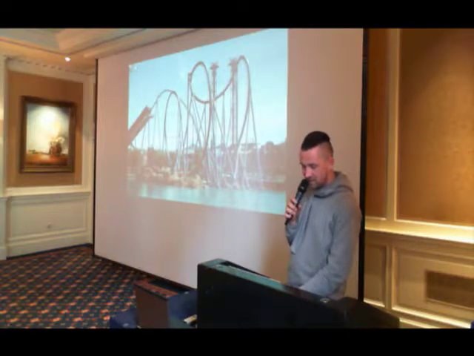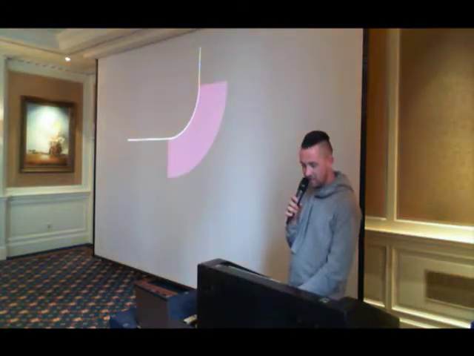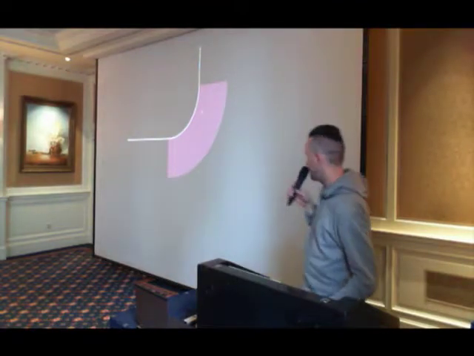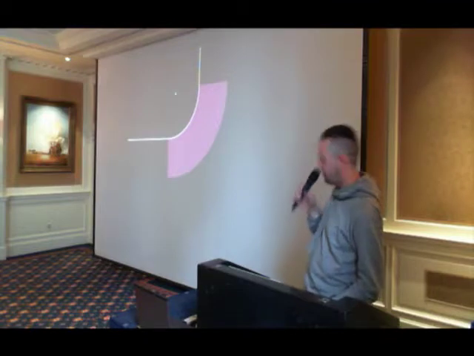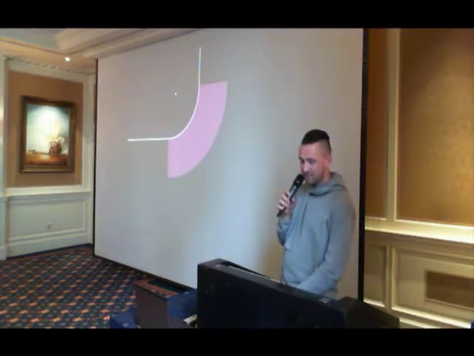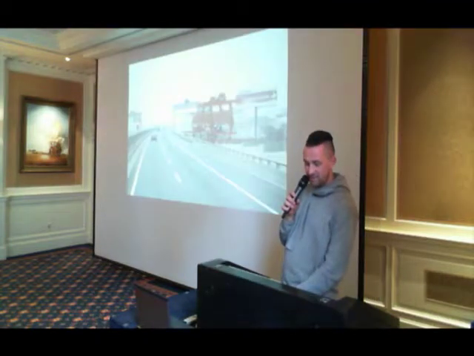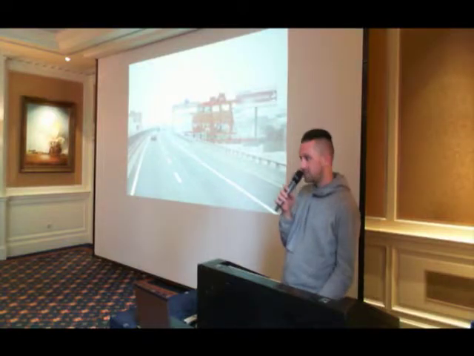So we need this for roller coasters. Oh yeah, here's the illustration. Your spine would probably break right here and then a second time here, if this was a roller coaster. We need this for designing roads.